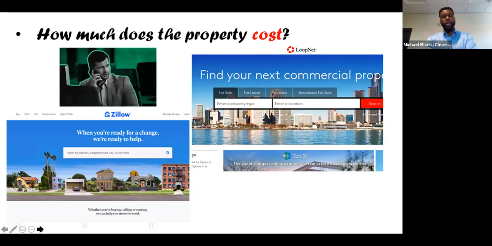You want to make sure you're comparing it against other properties around the area in similar conditions. You do not, as a developer, want to spend too much money, especially knowing going in that it's going to be a lot of costs. So there's just some insights there, and then we can go to the next slide.